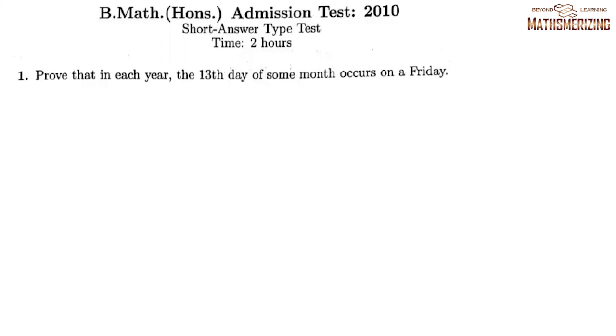Today we'll discuss ISI's B-Math 2010 subjective paper, and the first question is, prove that in each year the 13th day of some month occurs on a Friday. Now what we'll do is, first we'll write the number of days in any given month. So we'll start from January, February, March, April, May, June, July, August, September, October, November and December.